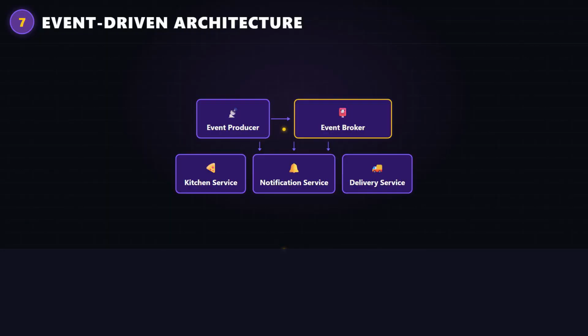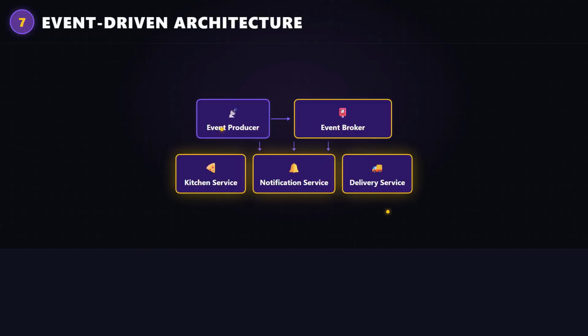So let's take an example. Imagine you are ordering a pizza online. The moment you click order, an event called order placed gets fired off. The kitchen service picks it up and starts cooking. The notification service picks it up and texts you that your order is confirmed. The delivery service picks it up and assigns a driver. None of these services talk to each other directly. They just react to the event. So why is it powerful? Everything is loosely coupled, highly scalable, and works great in real time.